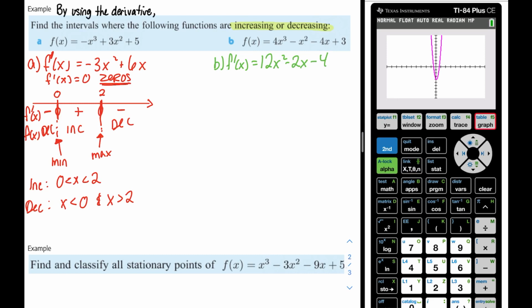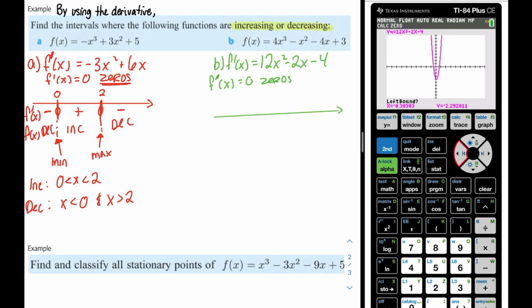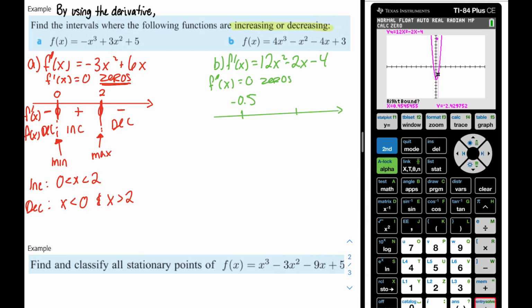I need to find my stationary points, so I need to find when is my derivative equal to 0. So I'm going to find these zeros, and I'm going to create a sign diagram with them. So second function, trace, zeros. I'm going to have left bound and right bound, and guess. One of my zeros happens at negative 0.5, and the other one happens at 0.667 or 2/3.